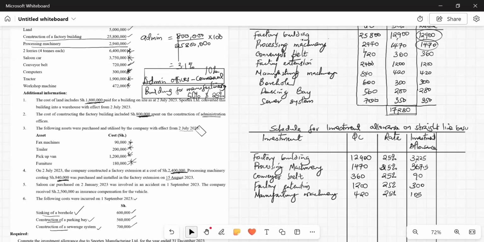Next is borehole. Borehole here, we remain with 300. 25% of 300 should be 75.